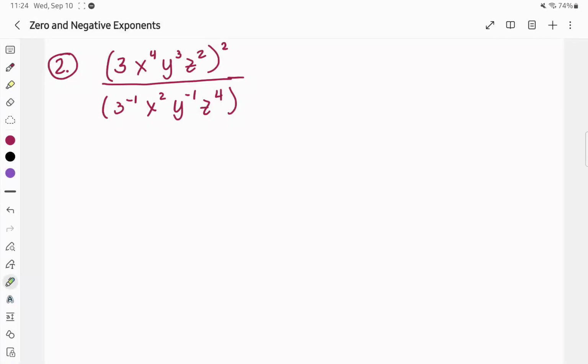Here's another example of the application of the zero and negative exponent rule in simplifying this algebraic expression. Let's say you have the quantity 3x raised to 4, y raised to 3, z raised to 2, raised to 2, all over 3 raised to negative 1, x raised to 2, y raised to negative 1, z raised to 4. Dapat may negative 3 dito. Ayan. Raised to negative 3.